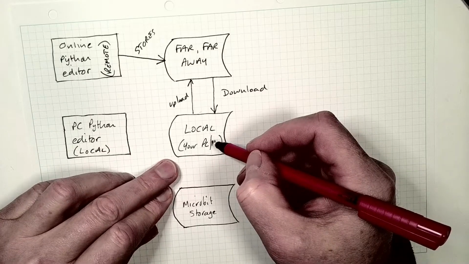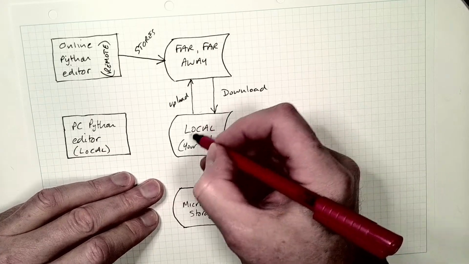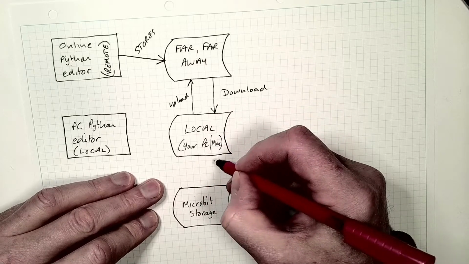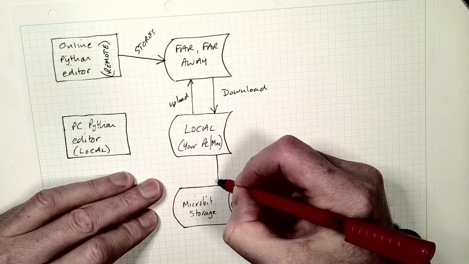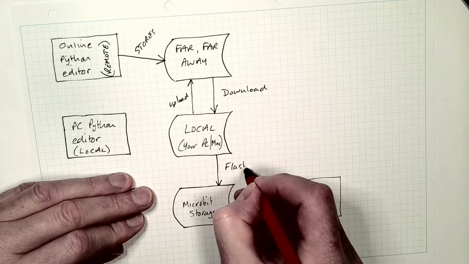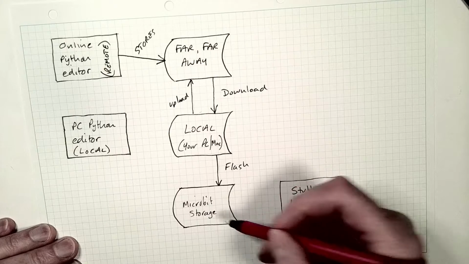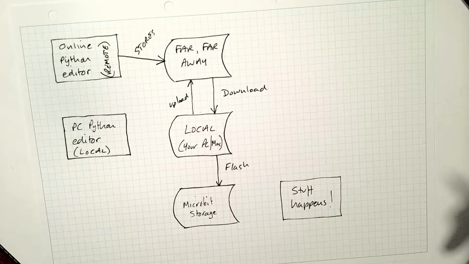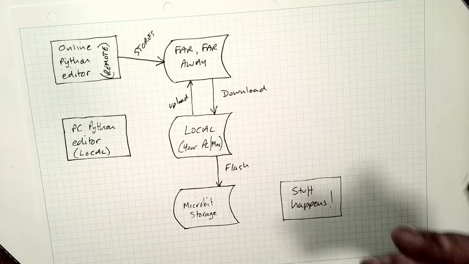And then once it's there, we have to transfer the file that we've downloaded to the MicroBit storage. Now this is known as flashing. So we flash the MicroBit storage. What we do is we basically rewrite all the memory for the MicroBit. It doesn't take very long because the memory isn't very big.